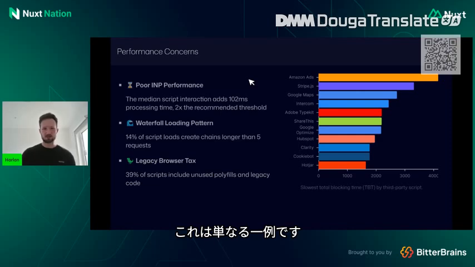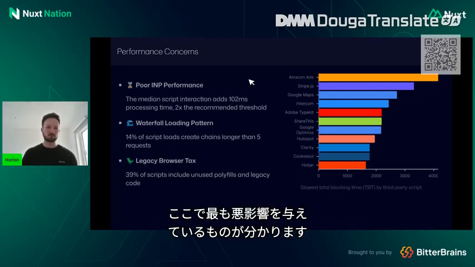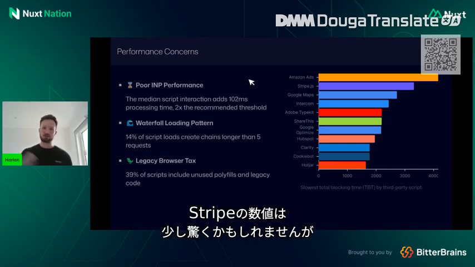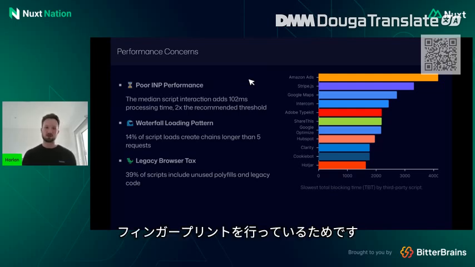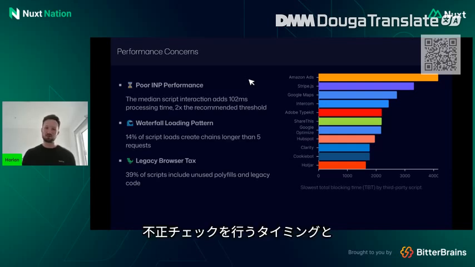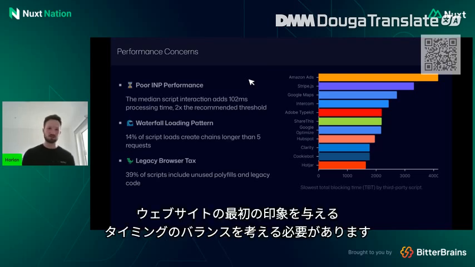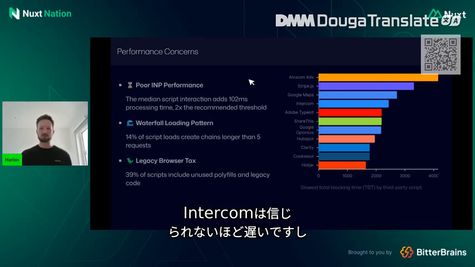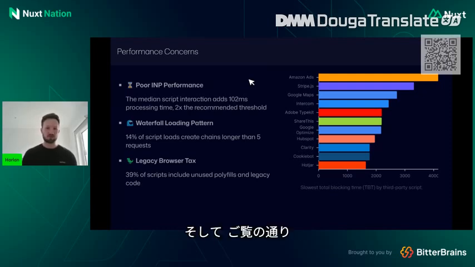And this is just an example of some of the third parties and their performance, their total blocking time. So we can see here who the worst offenders are. Stripe, maybe that's a bit alarming, but it's because they're doing all this fingerprinting for fraud. So it can be very useful, but we need to weigh up when we are checking users for fraud versus when we are just trying to give them the first impression of a website. But yeah, some of these guys have no right being here. Like Intercom is just ridiculously slow.